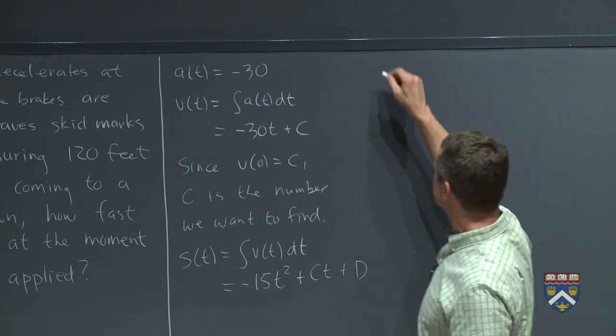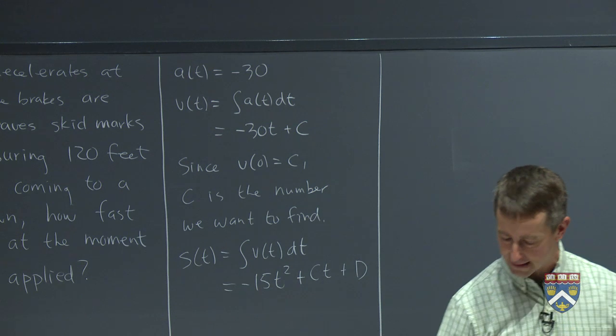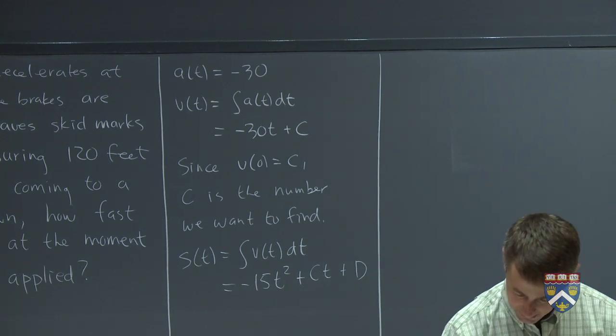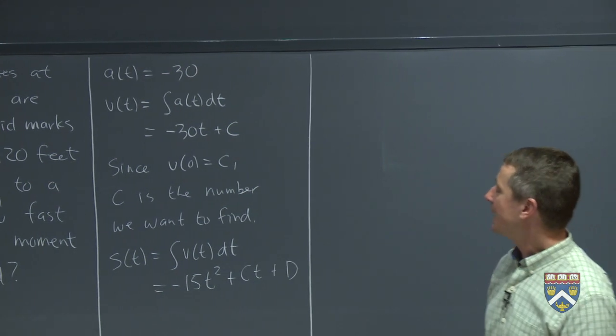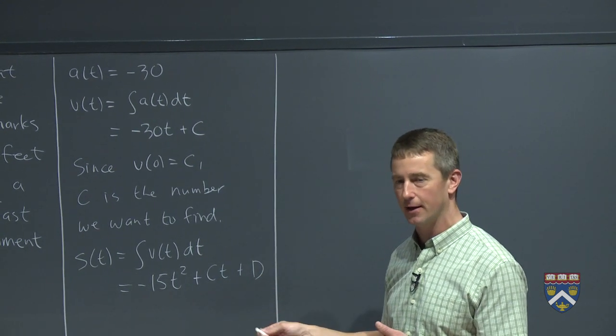And do we know what d is? We don't actually know what d is, because we're not told what position the car is at when the brakes are applied. As we'll see, it doesn't really matter. So if you want, for convenience's sake, to let d be 0 here, that's fine.